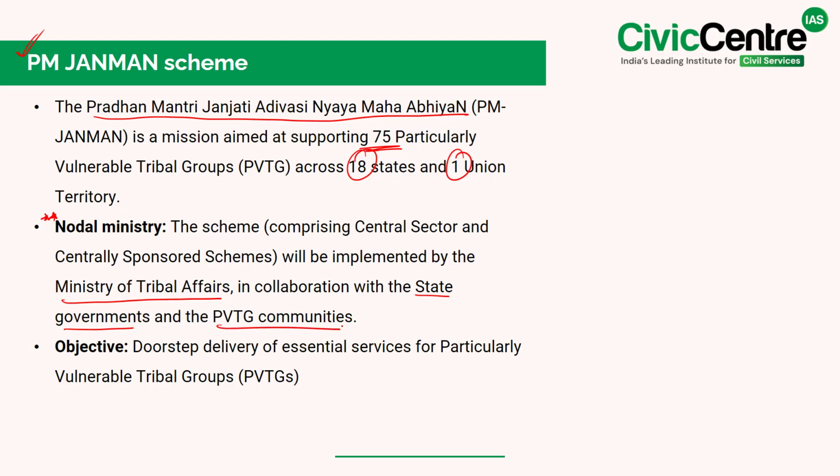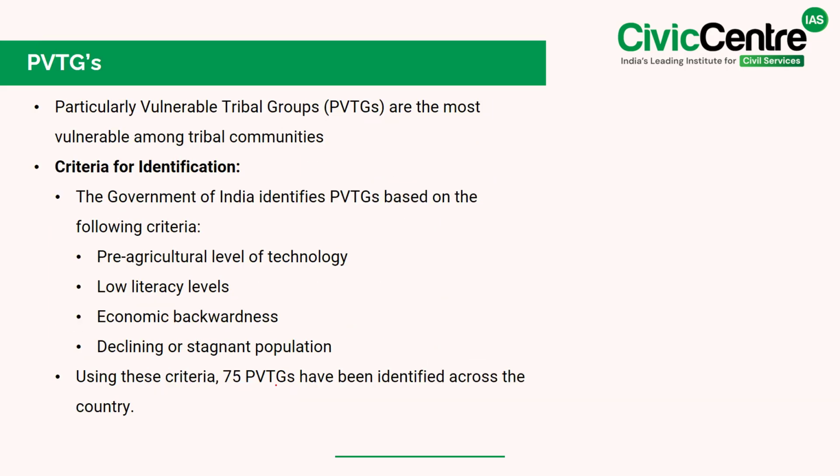Further, its primary objective is to ensure doorstep delivery of essential services to particularly vulnerable tribal groups, thereby addressing the critical socio-economic challenges. Now, who are these PVTGs? See, they're considered the most vulnerable among the tribal communities, and the Government of India identifies them based on specific criteria. These include a pre-agriculture level of technology, low literacy levels, economic backwardness, and also declining or stagnant population. And using these parameters, till now, 75 PVTGs have been identified across the country, requiring targeted interventions to uplift their standard of living.